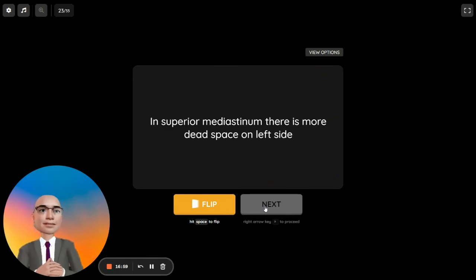There is more dead space on the left side. So in superior mediastinum, there are arteries on the left side, whereas veins on the right side. This is a false statement.